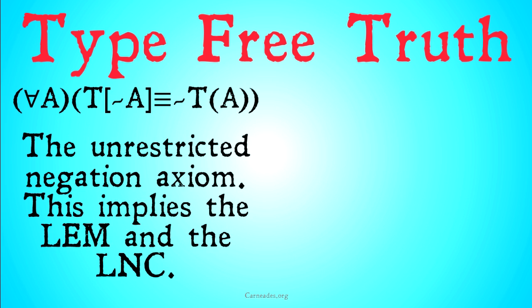Let's take a look. So, the unrestricted negation axiom. We had before a negation axiom that said if you have some particular sentence, so something that doesn't contain truth, you can pull the negation out of the sentence, or in this case, Gödel number, and put it on the outside of truth. And this is going to imply the law of the excluded middle and the law of non-contradiction, which are pretty important for classical logic.